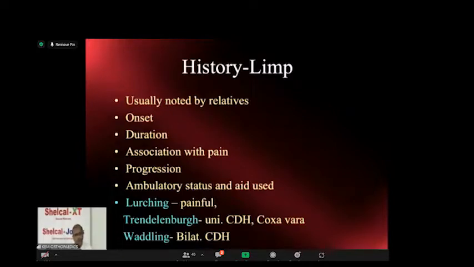Trendelenburg gait, when there is a unilateral affection, unilateral abductor function weakness due to some reason, like unilateral CDH, coxa vara, then it will be a Trendelenburg gait. Whereas waddling gait is when there is a bilateral involvement, like bilateral CDH. So there are a couple of points. You should not make a mistake on this.